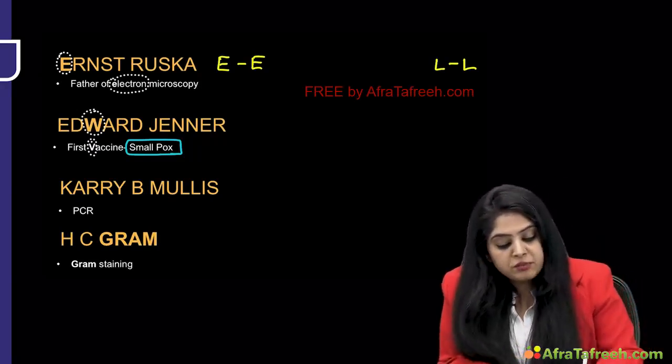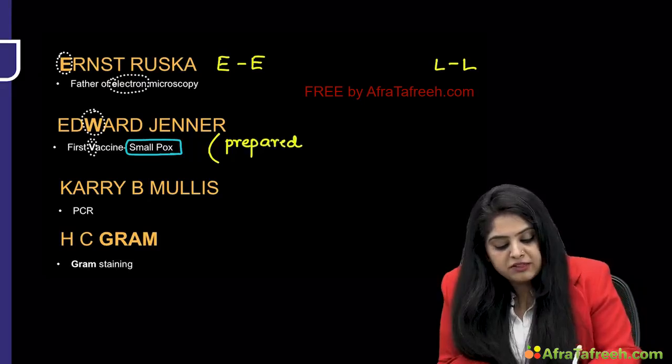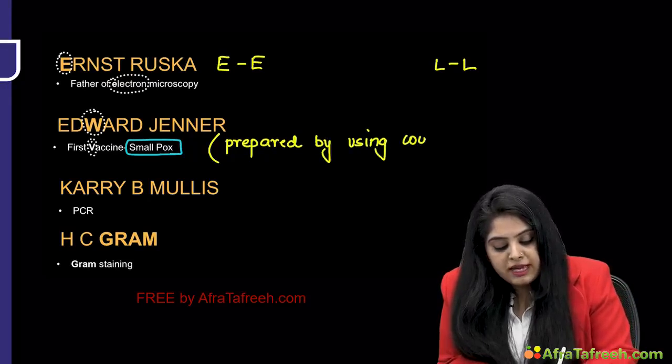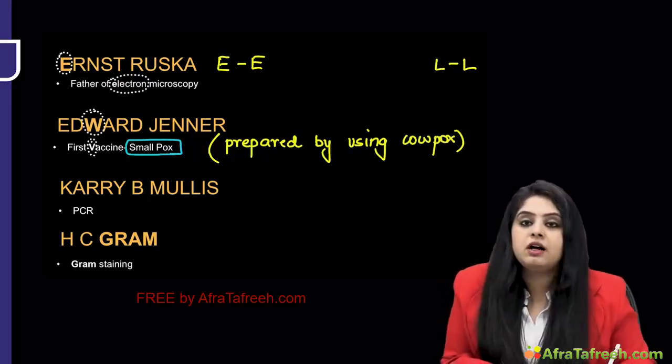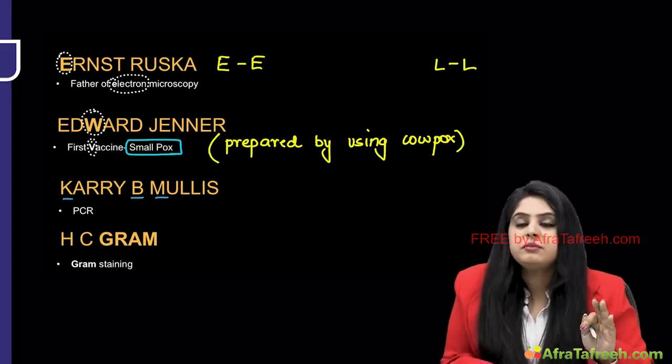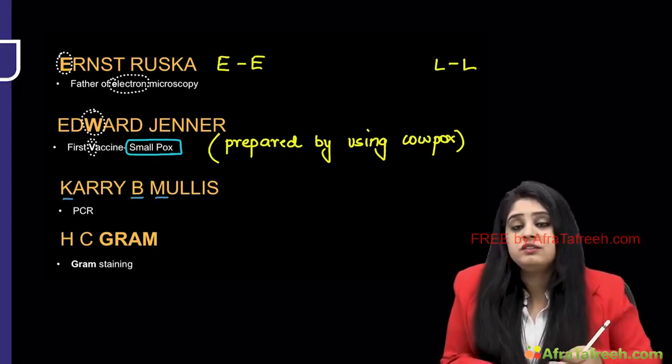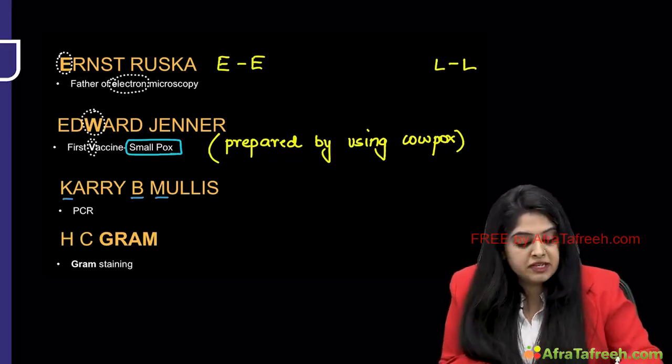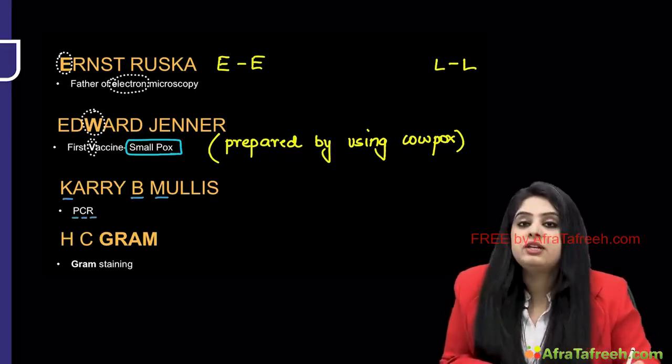And do you know smallpox vaccine, how was it prepared? The smallpox vaccine was prepared by using cowpox. Actually, it was prepared by using cowpox. Coming to the next scientist, KBM, 3 alphabets, Carrie B. Mullis, which means it gave you something to do with 3 alphabets, and that is polymerase chain reaction.